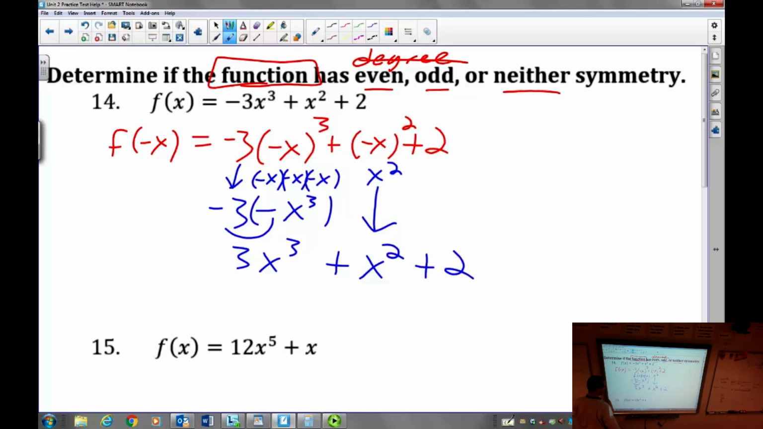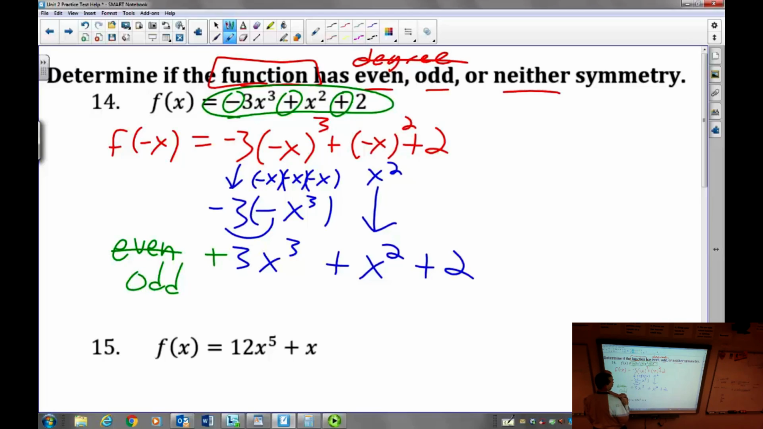Okay, so now we need to look at the signs and see if it's even, odd, or neither. So if it's even, it'll look exactly like the original equation. It'll be negative, positive, positive. And oh, it's positive, positive, positive. So it can't be even. So we take even off the list there. Oh, but it could be odd.